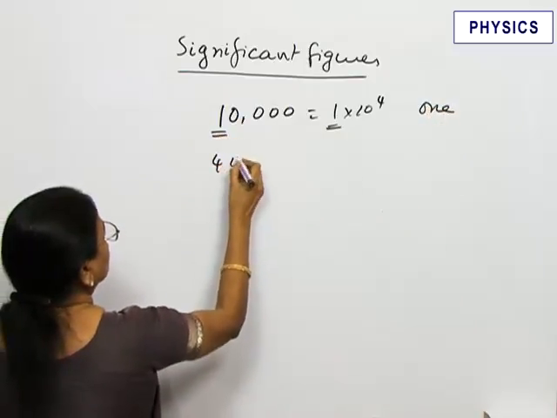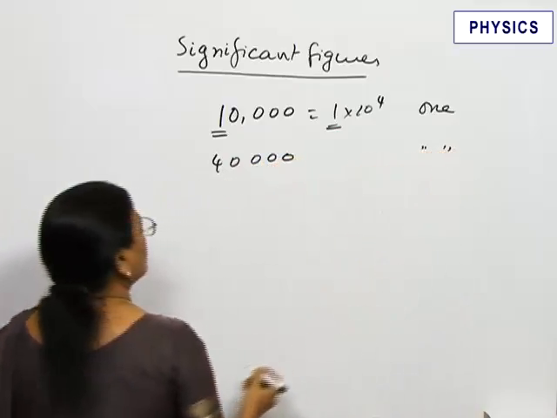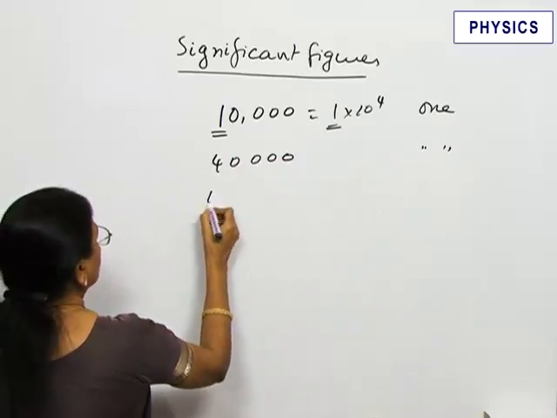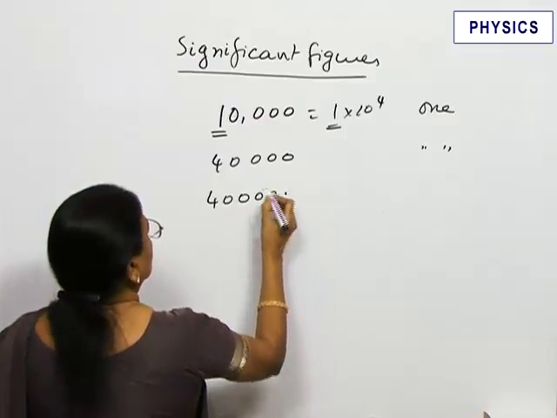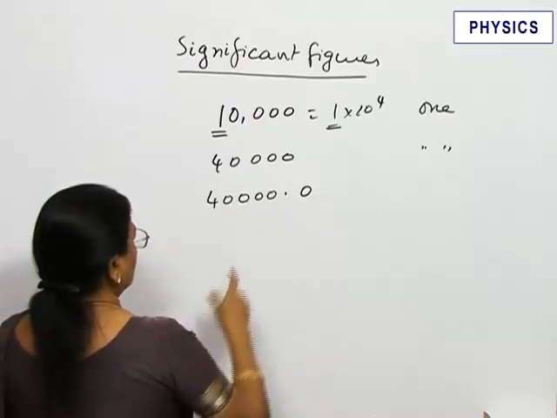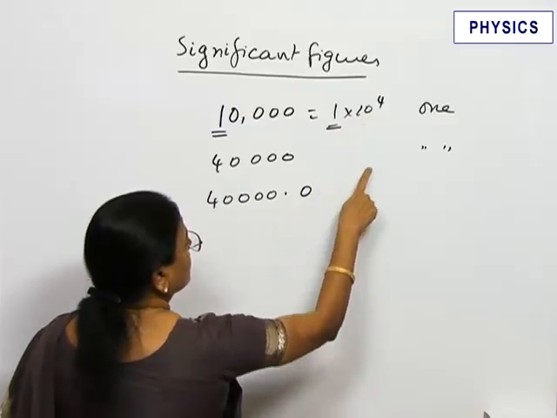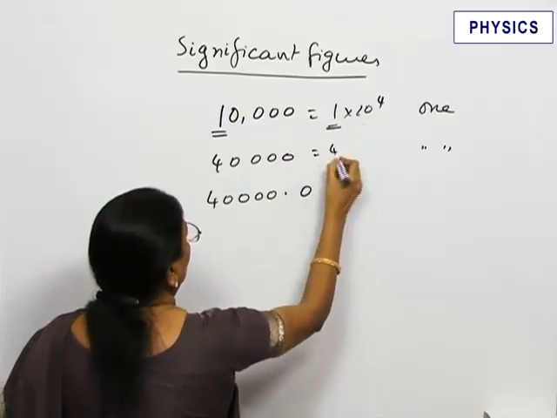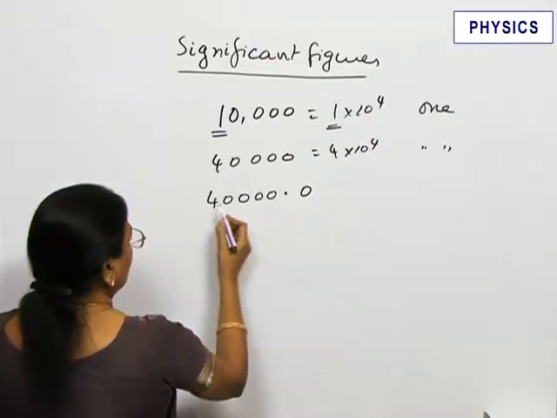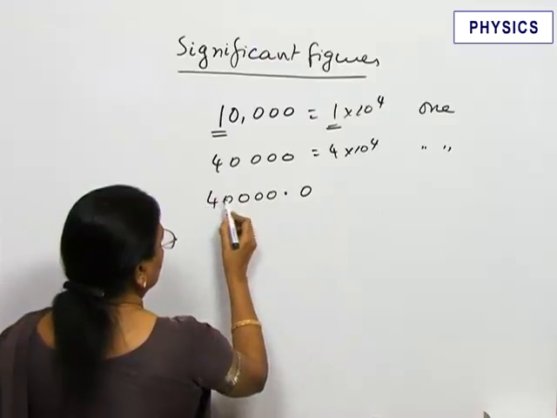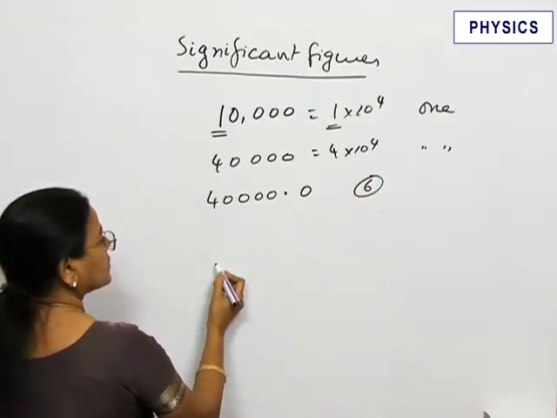Whether it is 40,000 or 60,000, the number of significant figures will only be 1. But suppose I write 40,000.0, then we are measuring up to this, because this you cannot write like 4 into 10 power 4. This you can write 4 into 10 power 4, right? This you cannot, because it is followed by the decimal point. Now the number of significant figures in this is 1, 2, 3, 4, 5, 6. So the number of significant figures in this number is 6.